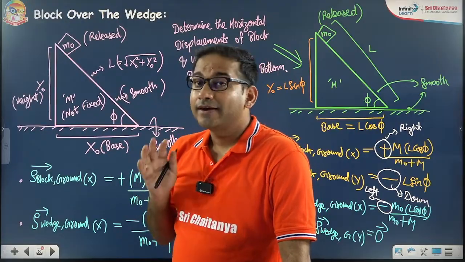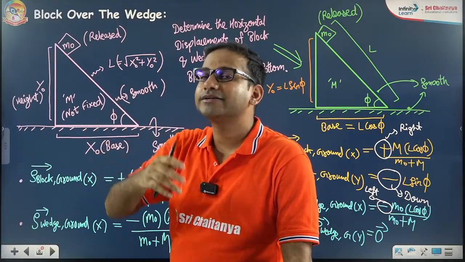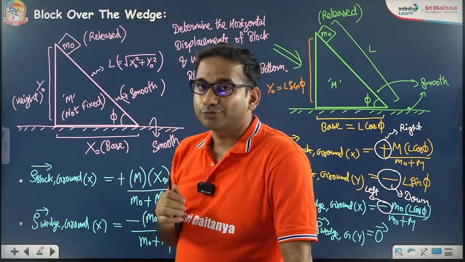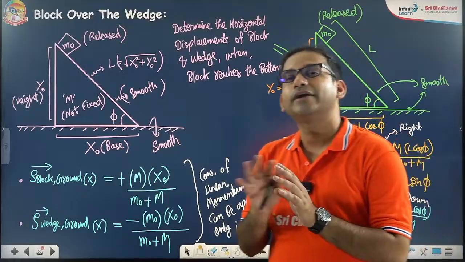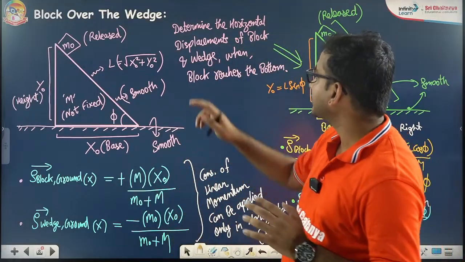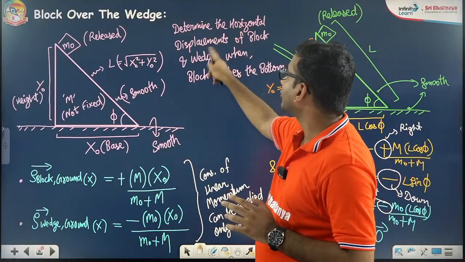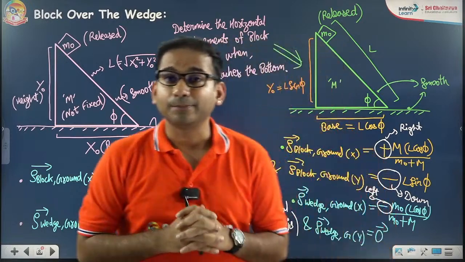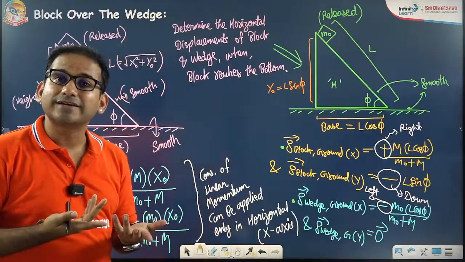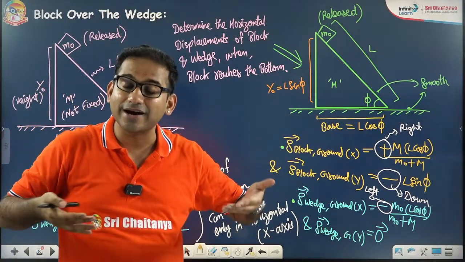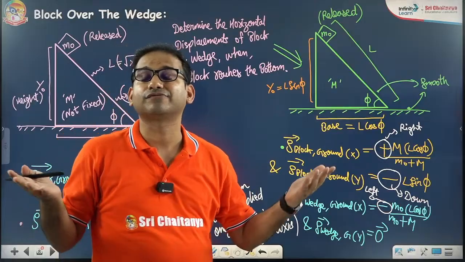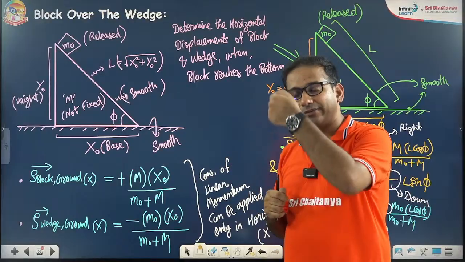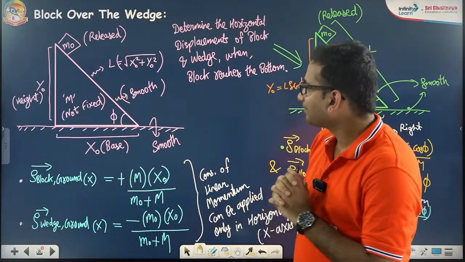Okay. Now, in the y-axis, you can't conserve the momentum because gravity is always acting externally. So because of gravity acting in y direction, you can't conserve the momentum in the y direction. But see the question is determine the horizontal displacement of the block and wedge when block reaches the bottom. Means the examiner is also asking you horizontal things because you are technically allowed to apply the conservation of momentum in the horizontal direction. You're not allowed to apply the conservation of momentum in the vertical direction due to gravity. All right.